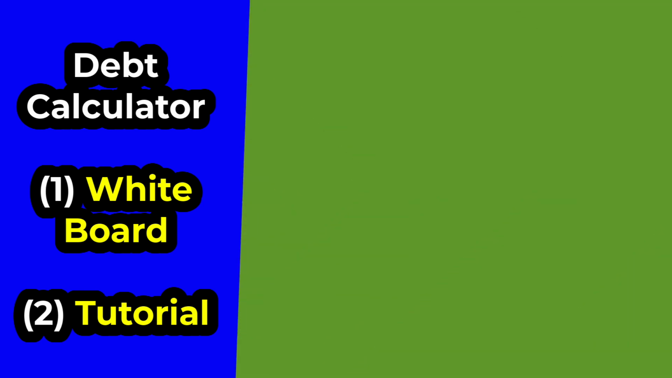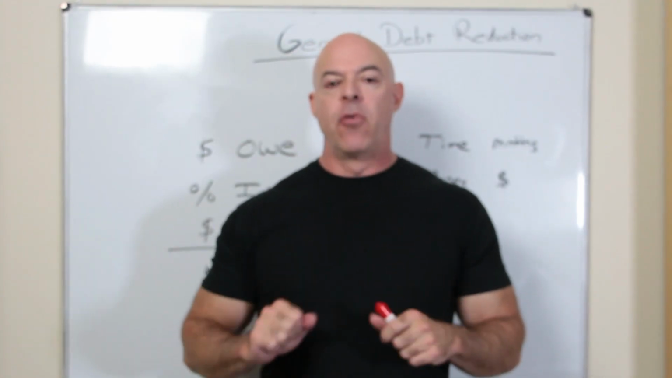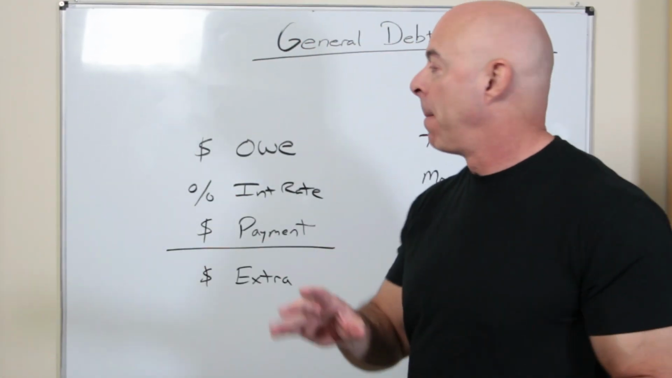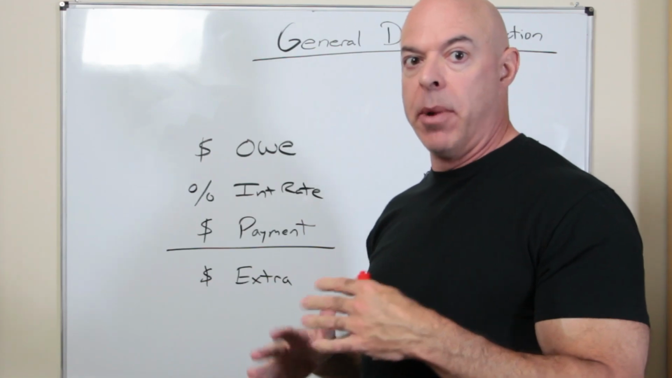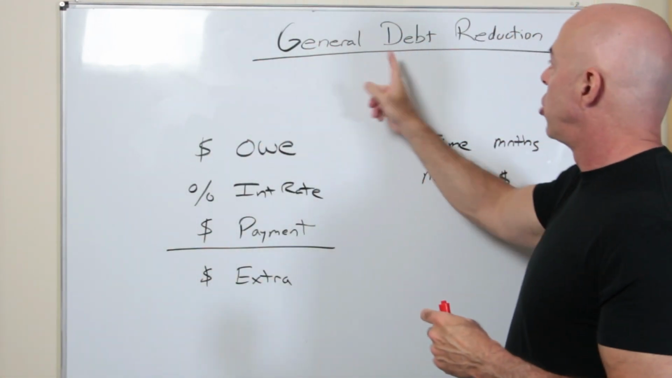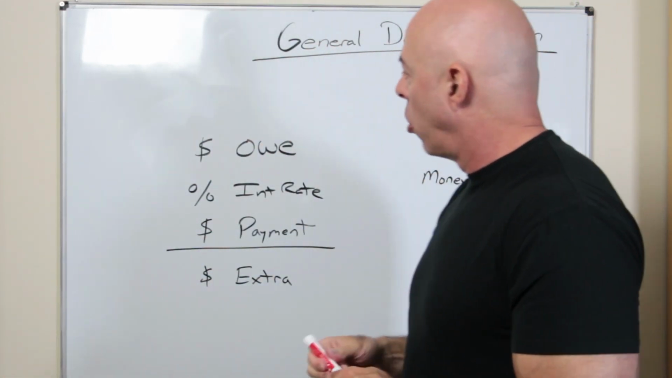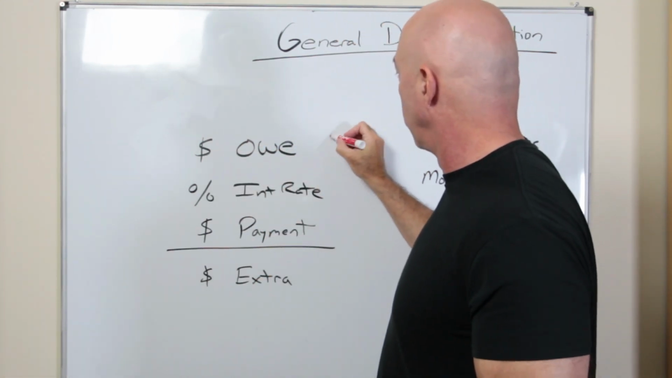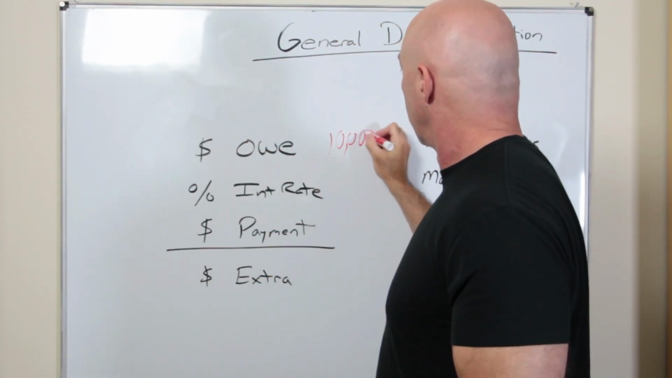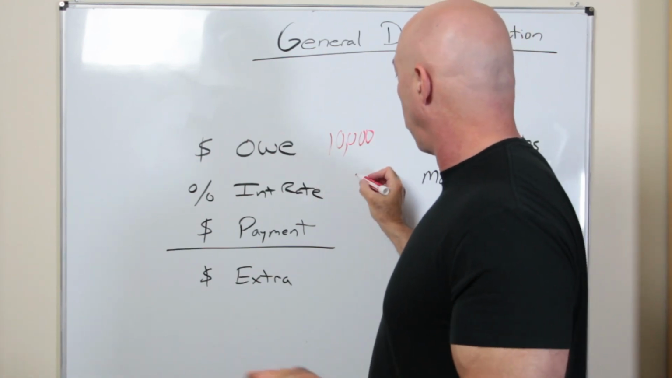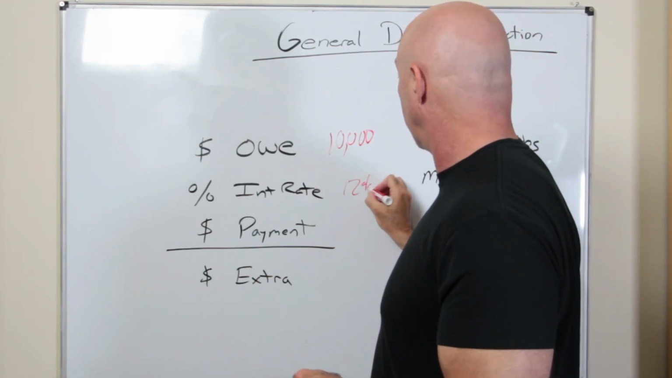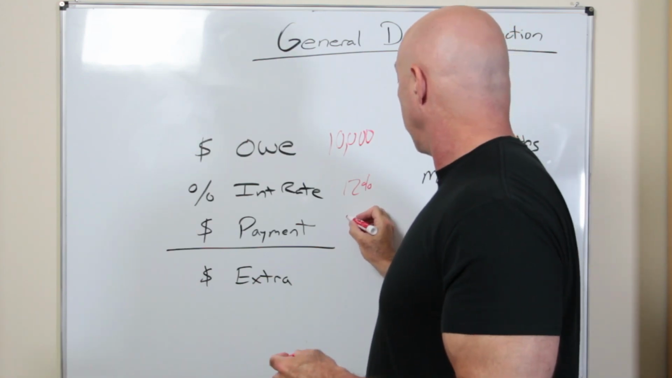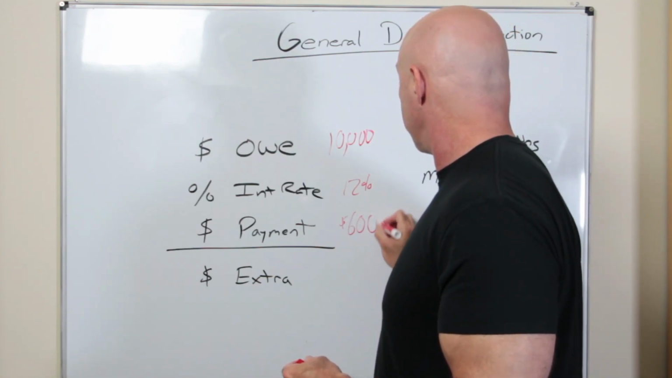So let's get started. This is a very straightforward calculator because sometimes you just need an answer and you need it fast. I'll walk you through the tutorial in a moment, but I just call it the general debt reduction. All you need to put in is how much money you owe. For example, you might owe $10,000. What is the interest rate? Let's say it's a personal loan and maybe it's 12%. And then whatever your payment is, let's say it's $600.